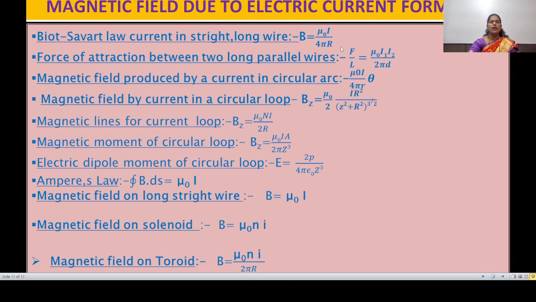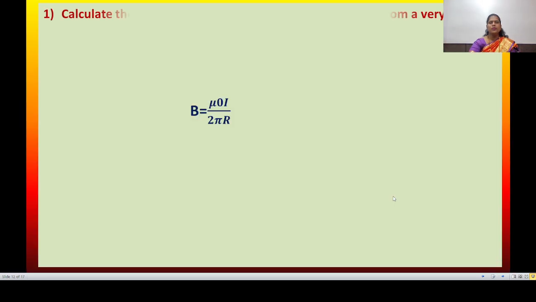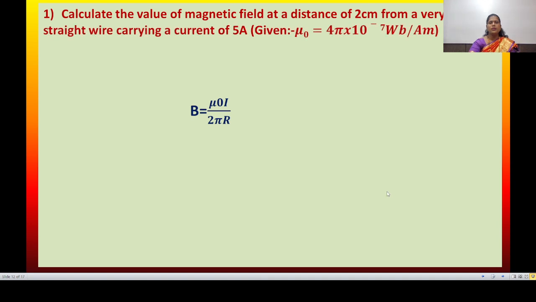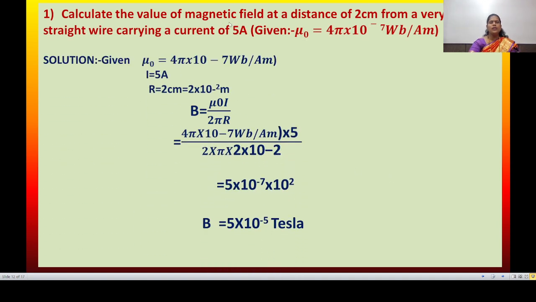All these formulae we are going to use for solving a few examples. We will see some numericals. First of all, we have to read this numerical. Calculate the value of magnetic field at a distance of 2 cm from a very long straight wire carrying a current of 5 ampere. Mu 0's value is given. Mu 0 is the permeability of the medium. Mu 0 is equal to 4 pi into 10 raised to minus 7 Weber per ampere meter. That is given. First of all, we have to read this example carefully.